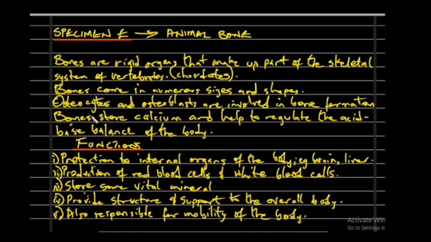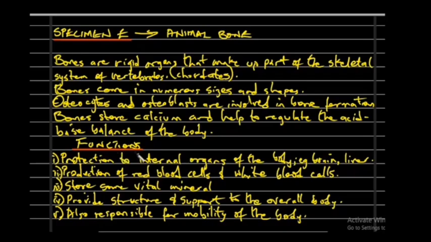Now, these bones store vital nutrients, vital minerals. Some of the minerals that they store include calcium. One major nutrient that is found in a bone is calcium. And they are helpful in regulating the acid and base balance of the body. So here I listed some major functions of the bone to the body.